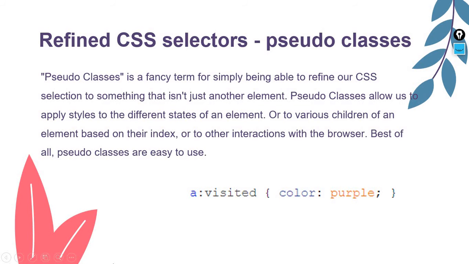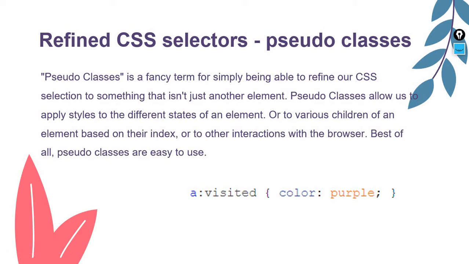Pseudo classes is a fancy term for simply being able to refine your CSS selection to something that isn't just another element. Pseudo classes allow us to apply styles to the different states of an element, or to various children of an element based on their index, or to other interactions with the browser. Best of all, pseudo classes are easy to use, such as this.